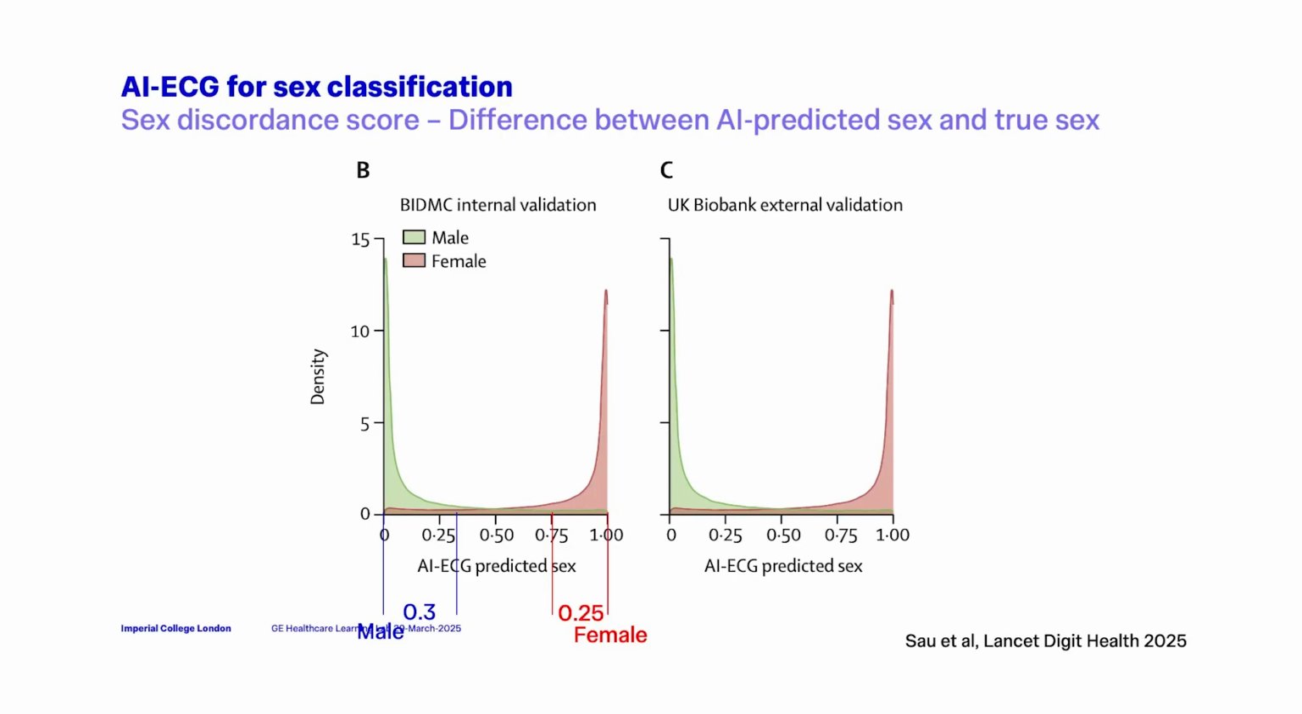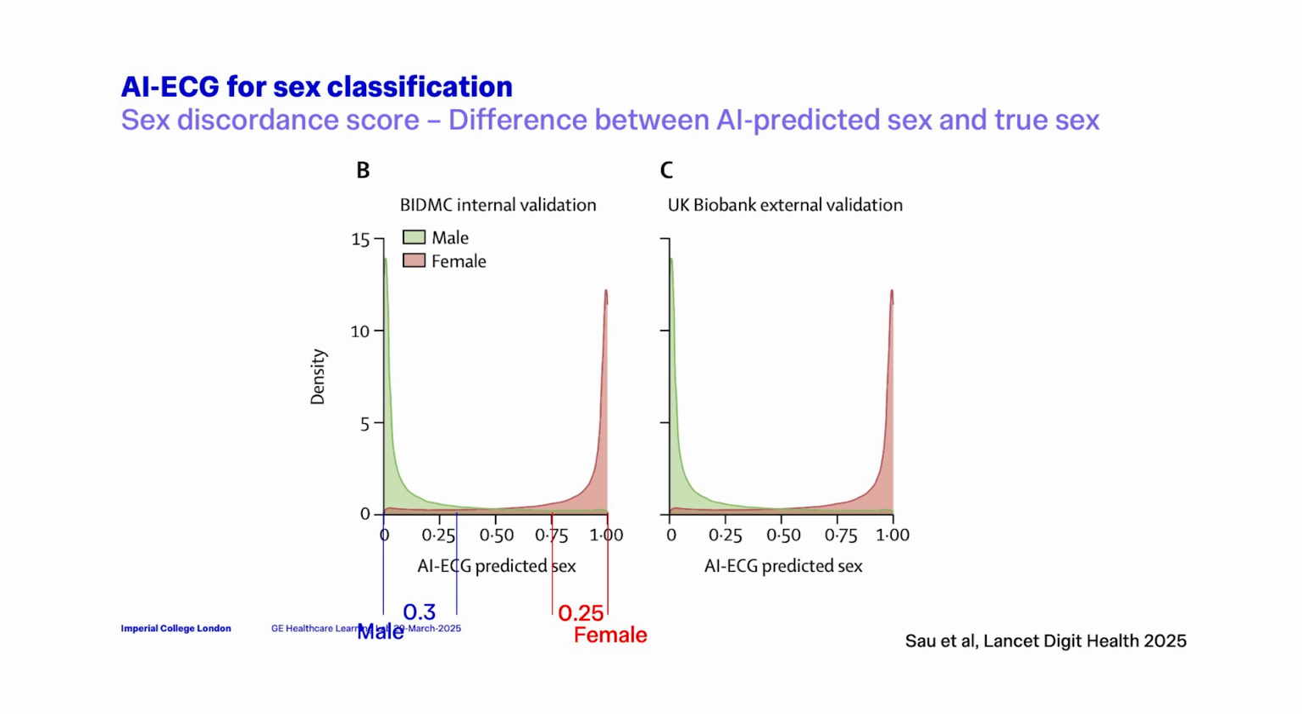Again, I told you about this delta BMI thing, where if it gets it wrong, there's some meaning in it. There is a meaning here if it gets it wrong. So if you're male and the model thinks you're female, or if you're female and the model thinks you're male, there is a biological significance to that misclassification. So if you're male, and it should be males are 0, and it thinks you're between a male and a female, you have a sex discordance score of 0.3. If you're female, it should be 1, and it thinks you're 0.75, there's a sex discordance score of 0.25.